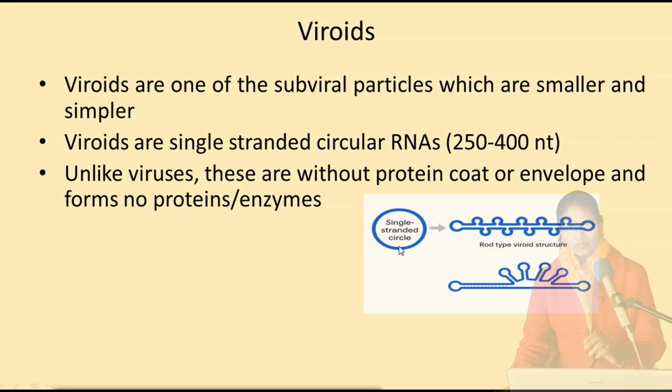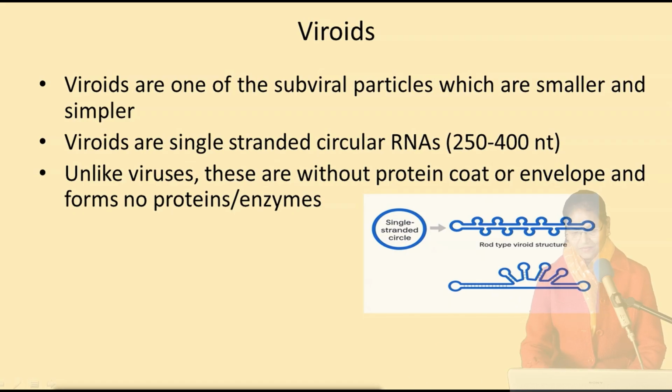So this is the diagram of single-stranded RNA. Here you can see the single-stranded circular RNA. But then this circular RNA infolds. That means base pairing takes place, and so this kind of rod-like structure is formed. And this is actually the viroid. Nothing else, but this is the viroid, where base pairing has taken place and a long rod-like structure is formed. So these are the two different types of structures which are formed.